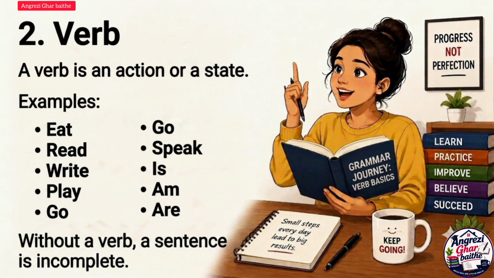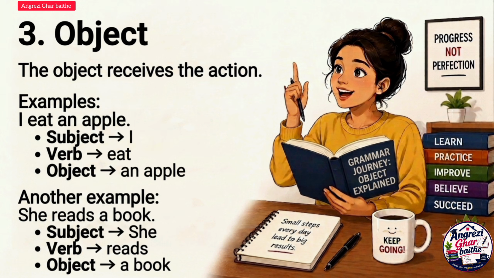2. Verb. A verb is an action or a state. Examples: eat, read, write, play, go, speak, is, am, are. Without a verb, a sentence is incomplete. 3. Object. The object receives the action.